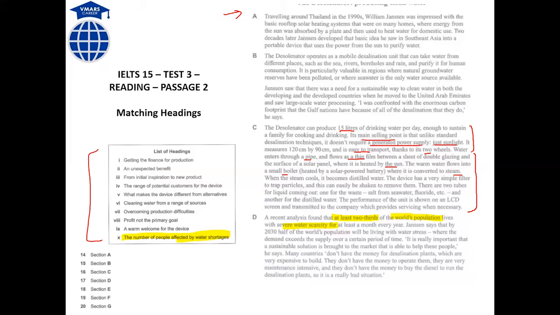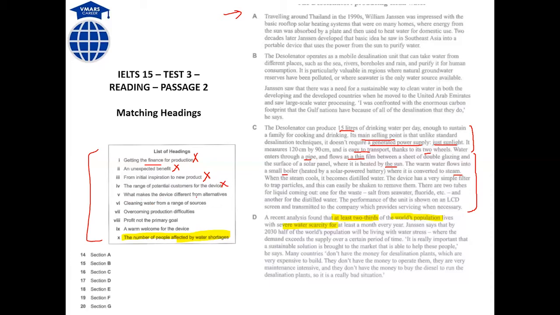Now let's go to the headings. Getting the finance for production, no mention about finance. This is wrong. Unexpected benefit. I think there is no mention about any benefit. Is it a kind of profit or something? No. And that too unexpected, no. From initial product to new product, there is no mention about initial product. The range of potential customers, no mention about customers actually.